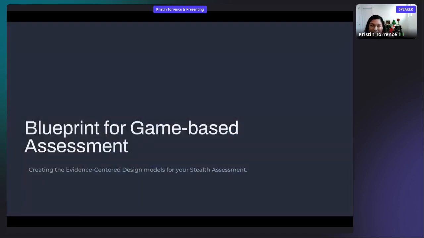So let's get to the really exciting part, which is how you can employ evidence-centered design in your game-based assessments. And this doesn't just apply to game-based assessments. In our practice, we apply it to designing virtual reality training. You can use it to design e-learning.